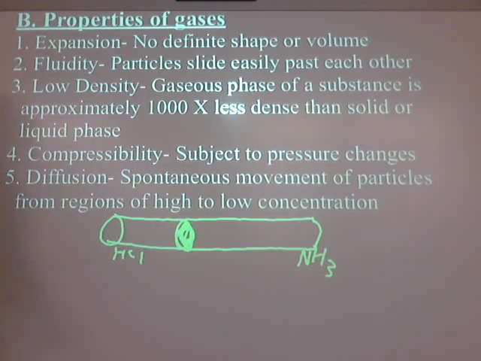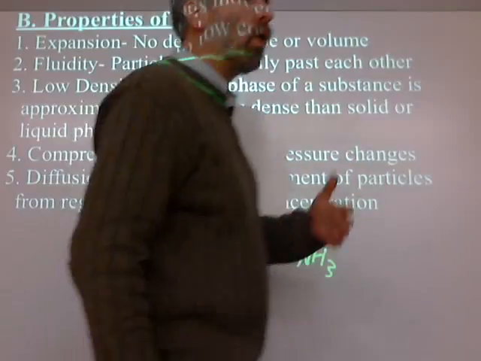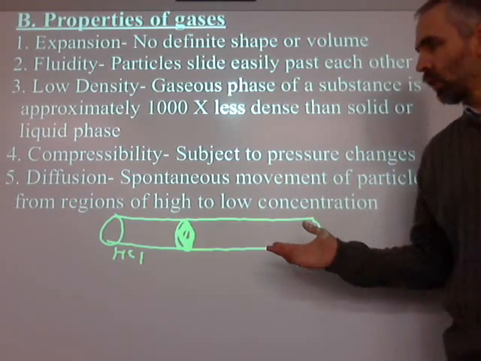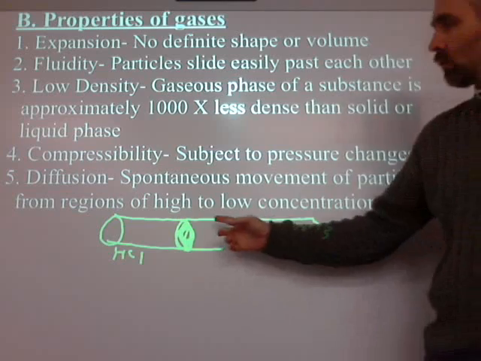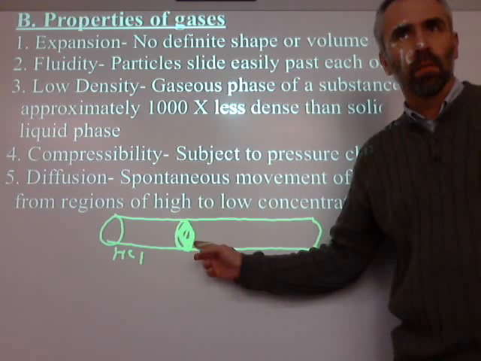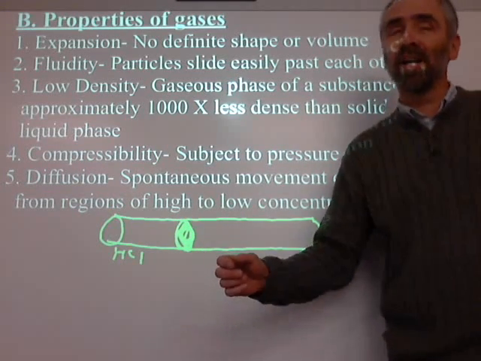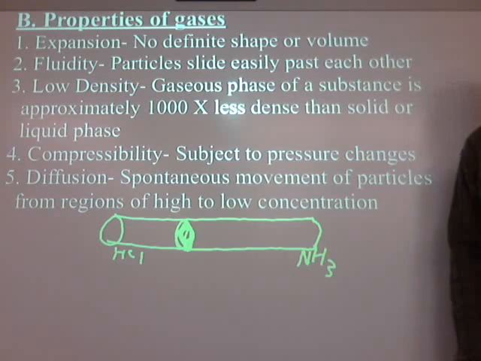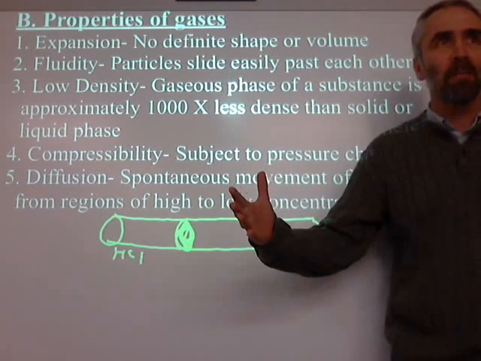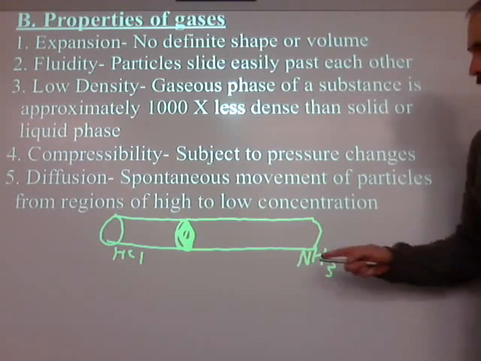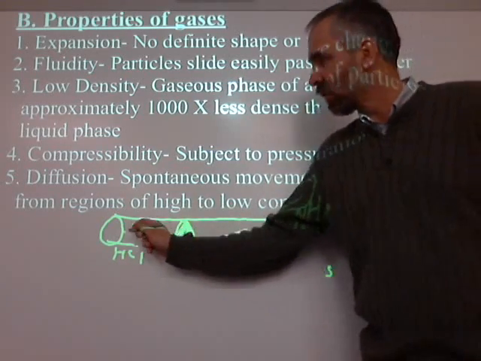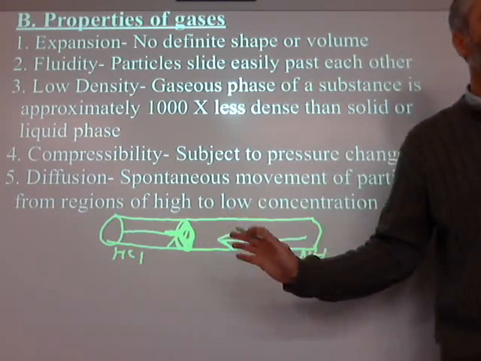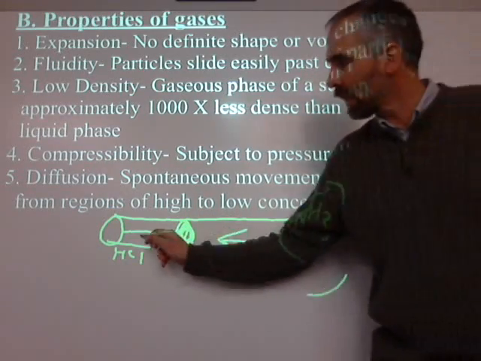Why? It's a very simple reason. Let me answer this question first: which one must have been moving faster in order for the cloud to form here? If they both were put in at the same time, which one must have been moving faster? This guy, right? Not HCl. He covered more ground in the same amount of time, and they met there. So this guy moved faster than that guy.